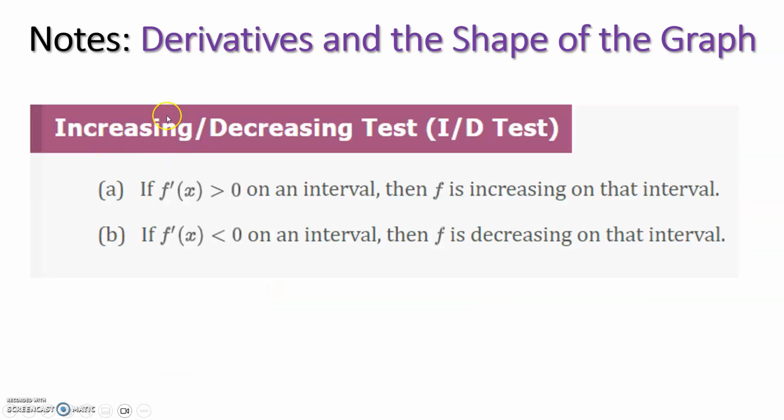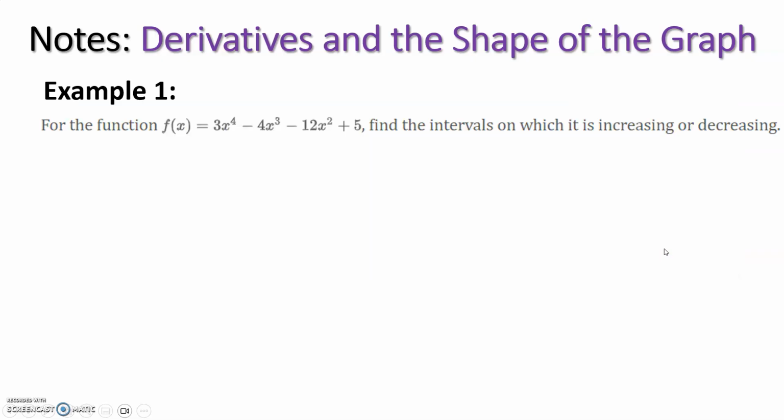So we have what is called the increasing and decreasing test. And it says the following. If f prime is positive on an interval, then f is increasing on that interval. And if f prime is negative on an interval, then f is decreasing on that interval. Let's take a look at how this works.